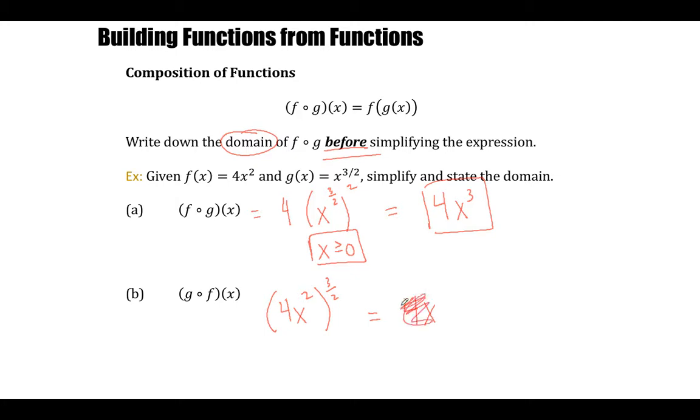No, my math is wrong. I need to distribute. Come on, Miss Gowan. So I get 4. No, I don't. Why do I keep doing that? 4 to the 3/2, it's the square root of 4, which is 2. 2 to the 3rd is 8. I got it. I got it together. 8x cubed. How do we feel about that?